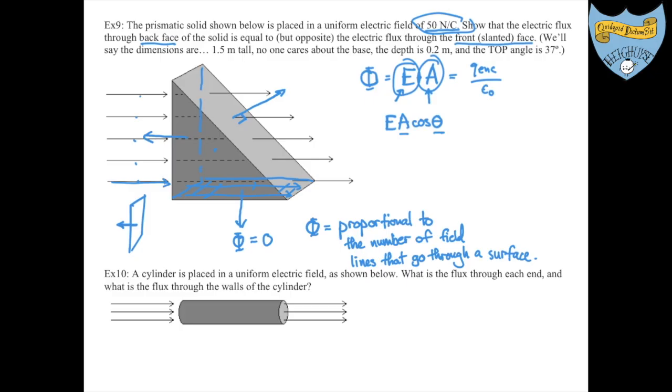It's not a physical thing that you could put in a box or measure with a meter. There's no device that measures flux. It's always a calculated quantity, and it's proportional to the number of field lines that go through a surface. Therefore, there's no flux through the bottom face of the triangle. There's also no flux through either of the triangular faces because no lines actually go through them. So for this particular case, there's only flux through the backside, and there's flux through this sloped side.